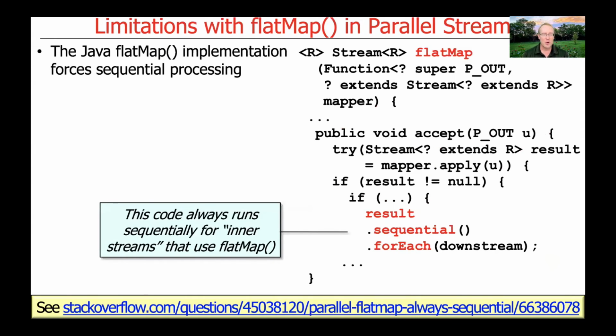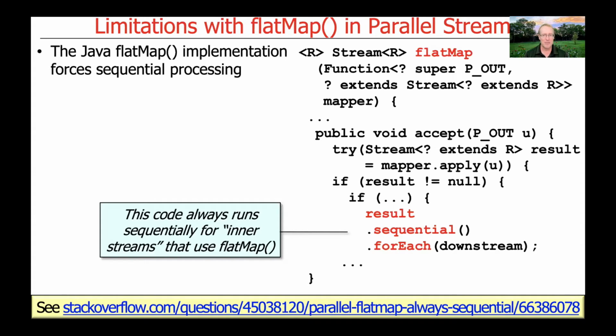It turns out that if you take a look at the source code for the Java flatMap implementation in streams, it forces sequential processing. If you go look at the source code for flatMap, you'll see that internally it has a portion that says result.sequential.forEach. What it's basically doing there is creating a stream called result, which is the result of applying a mapper function, and it'll run sequentially for inner streams that use flatMap.